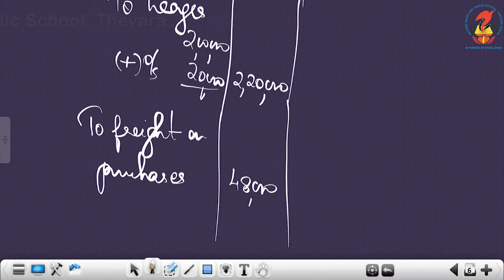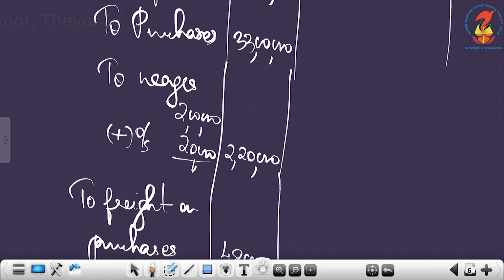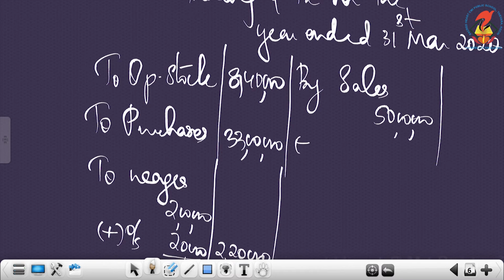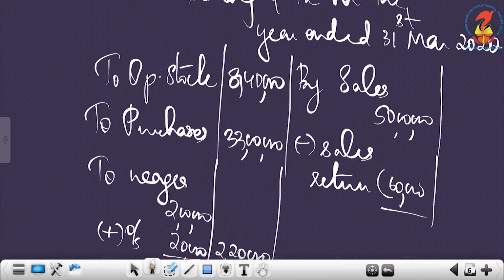Now, we will move on to the credit side. You should remember about that loss that we haven't deducted from purchases; we will show it on the credit side. By sales, do we have any less returns? Yes, there are sales returns in the question, 60,000. So, by sales 50 lakhs, less sales returns or return inwards 60,000. So, it is 49 lakh 40,000.